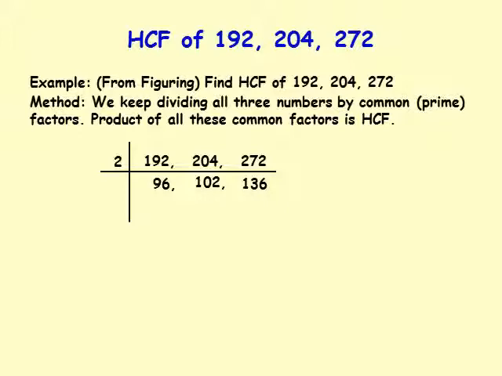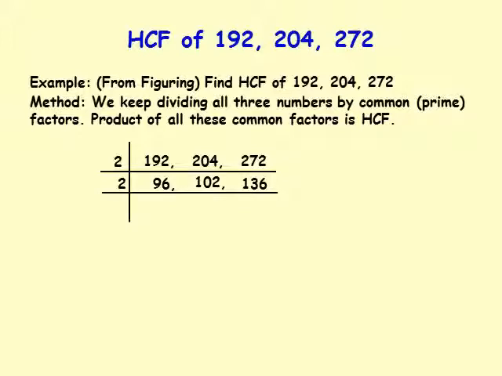Let's continue. Is this number even now? Is it divisible by 2? It is. Is this divisible by 2? It is. Is this divisible by 2? It is. 136, 102, and 96 have another common factor of 2. 2 is a prime number, so this is my second prime number. Next time we would again divide by 2.